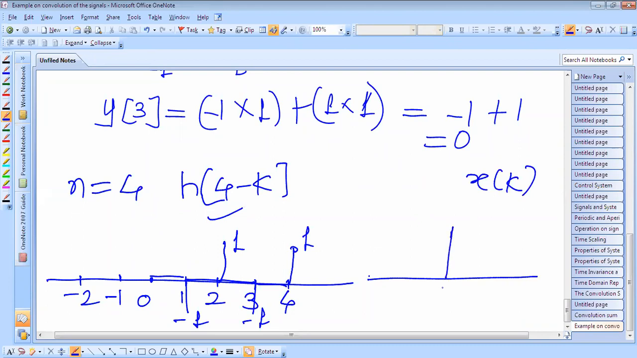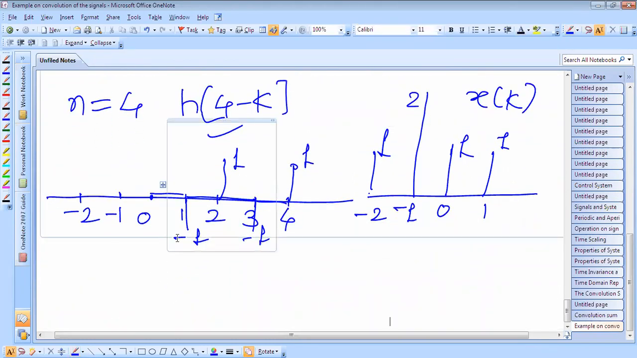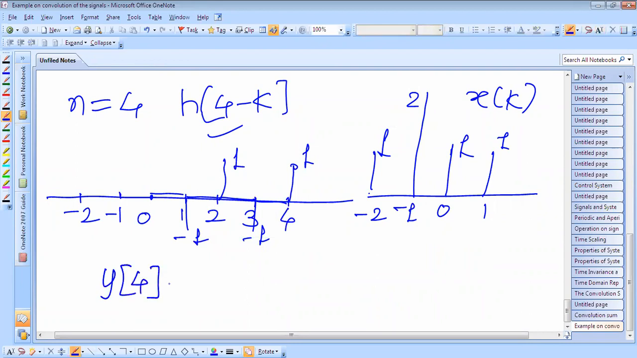x of k again, for 0 it is 1. For 1 it is also 1. For -1 it is 2. And for -2 it is 1. So this is the input. Okay, now find the output by taking the product of this impulse response and the input signal. So y of 4 is equal to, see, now the impulse response at 0 is 0, even though at 0 the input is 1, but 1 into 0 is again 0.